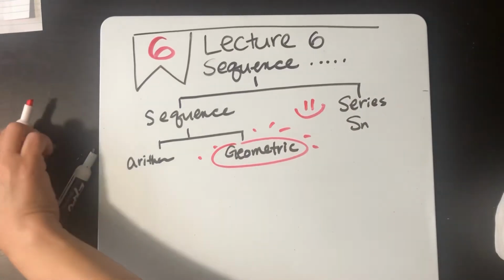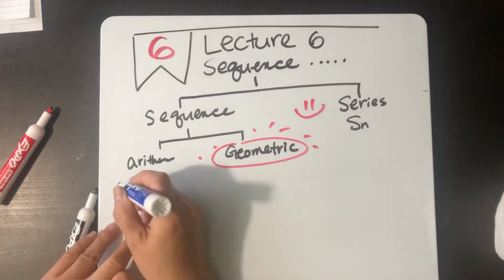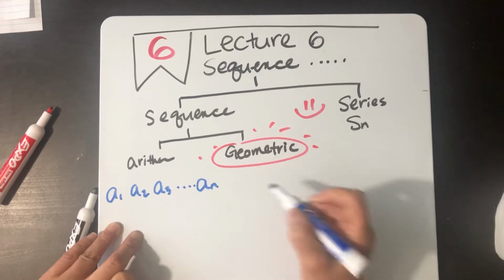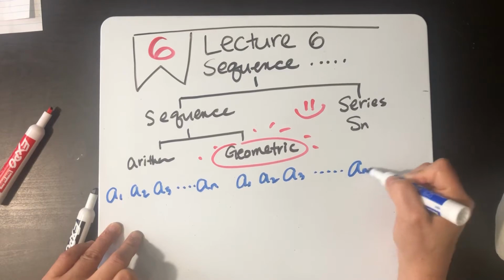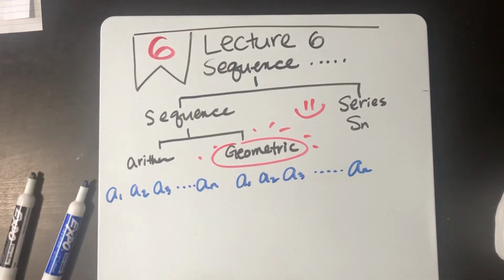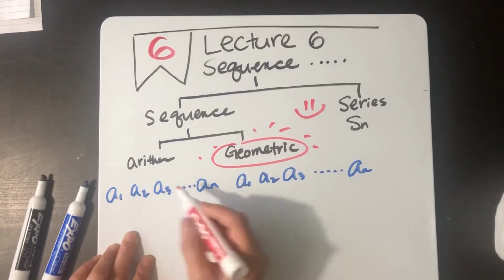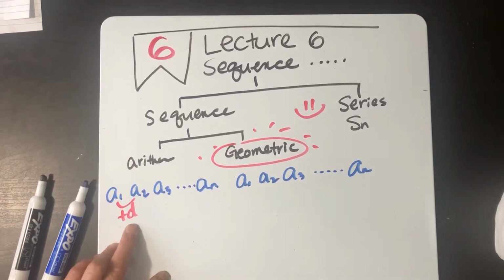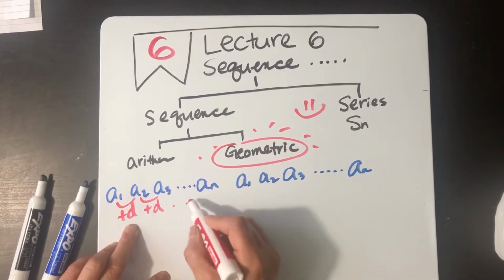Okay, what is the difference? Well, very easy. In arithmetic, you have A1, A2, A3, all the way to AN. Same thing here in geometric: A1, A2, A3, all the way to AN, where N is the number of terms. Now the difference is, arithmetic is a sequence where you add a constant number to the first term. So if you add a common difference, a constant number, you get A2. Then you add the same number, you get A3, all the way to AN.